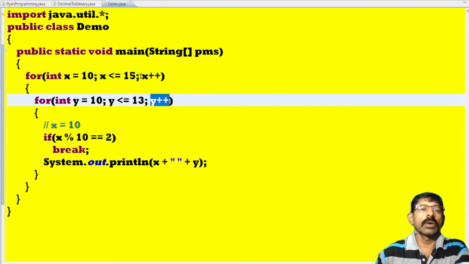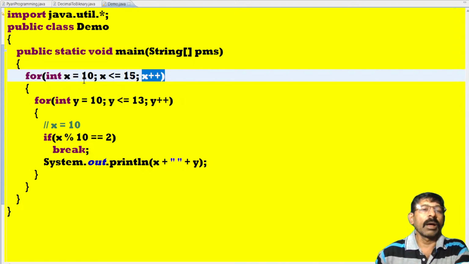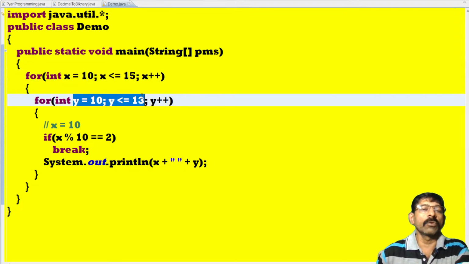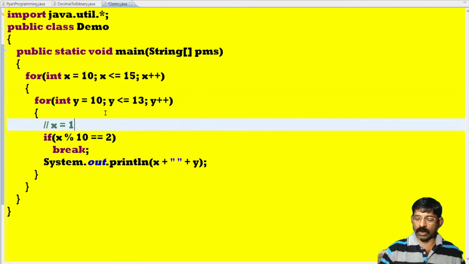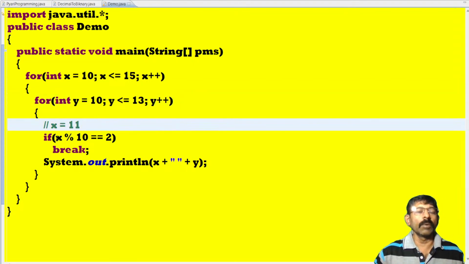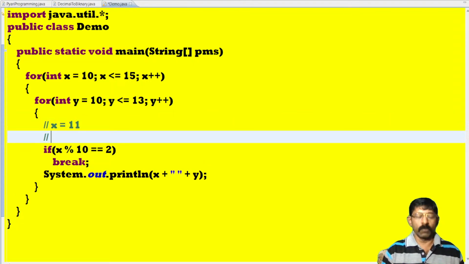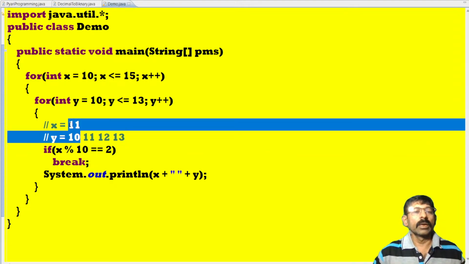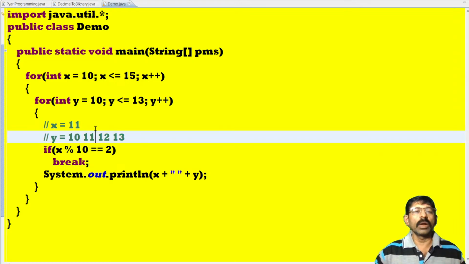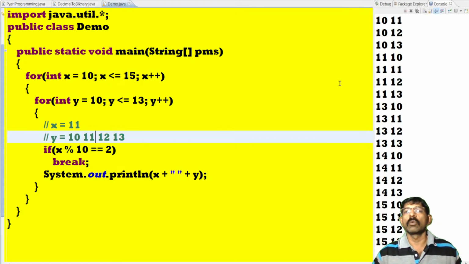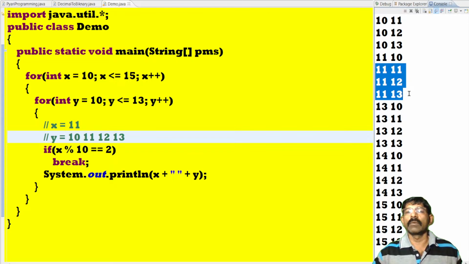It will move out and x will be 11. Now 11 is less than or equal to 15, true. Again, y will start from 10 to 13 where x value is 11. When x value is 11, 11 modulo 10, remainder is 1. It is false. So y will iterate 10, 11, 12 and 13. So that's why it will display 11, 10, 11, 11, 11, 12, 11, 13. Look at this, we are getting the output.